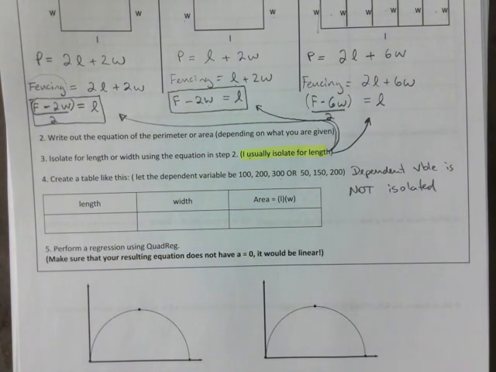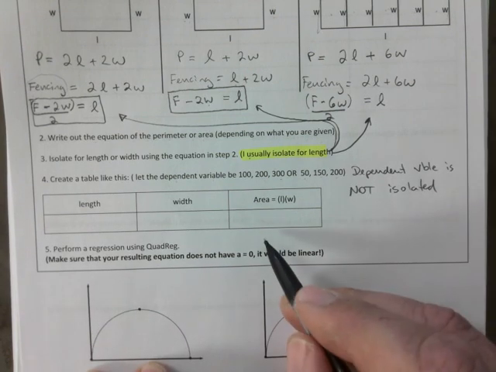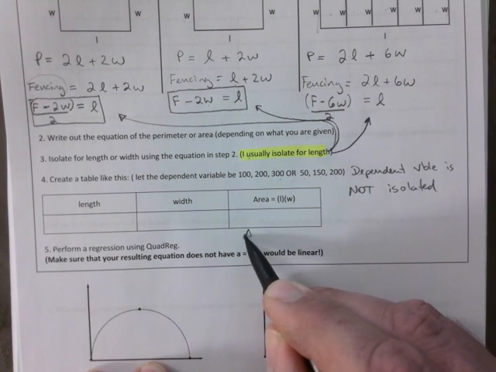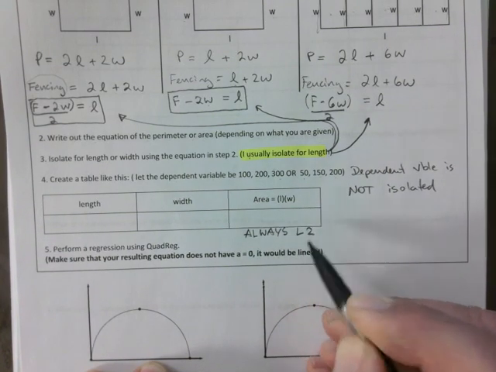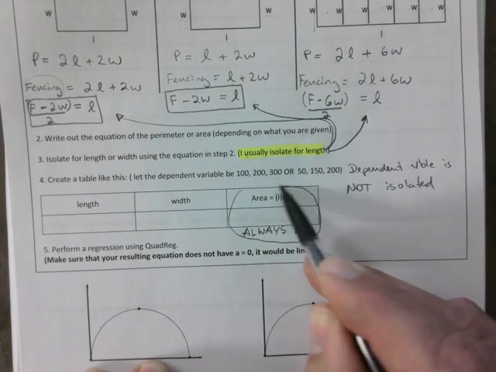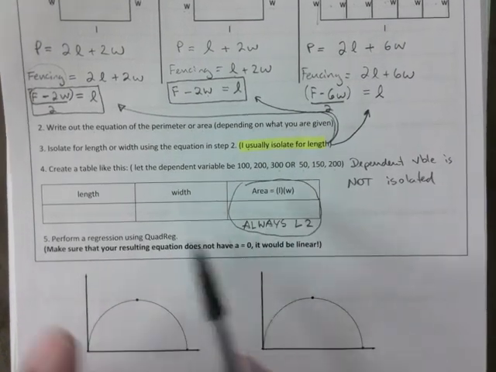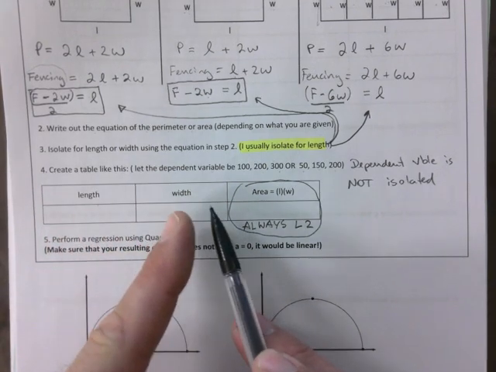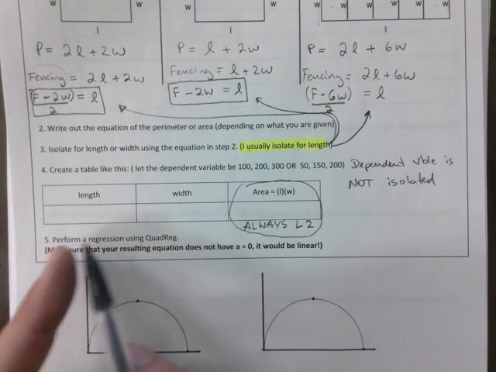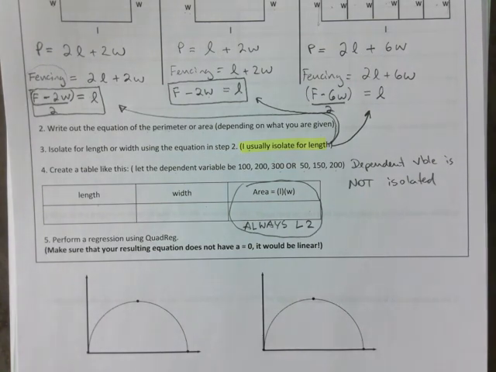And then perform your regression using quad reg. Make sure your resulting equation does not have A equals to 0. It would be linear. And I will say this is always L2, this one right here. So just like the profit question where we had, right, the cost, the number of items, and then profit, in that sense, this is exactly the same once you fill in the table.